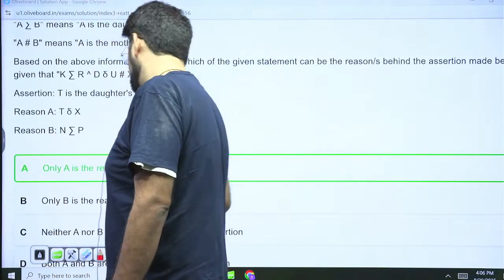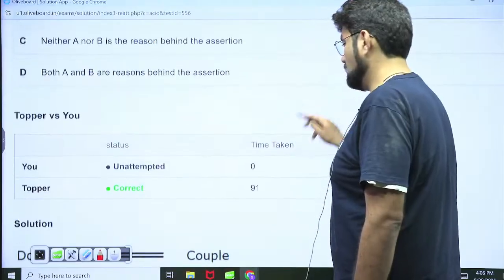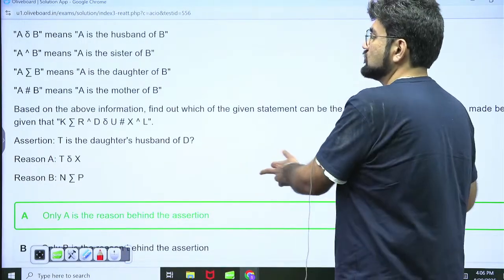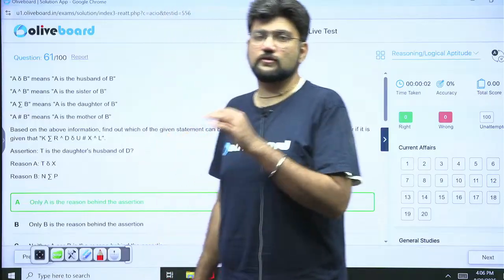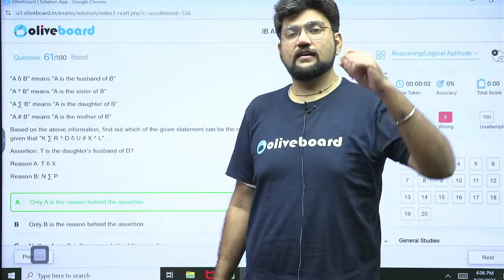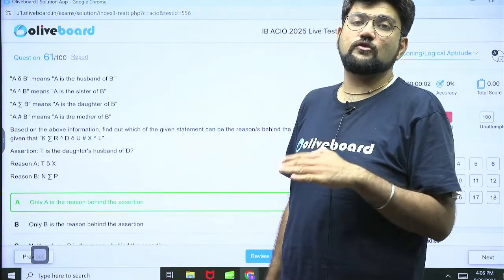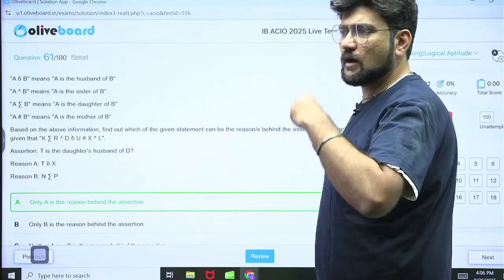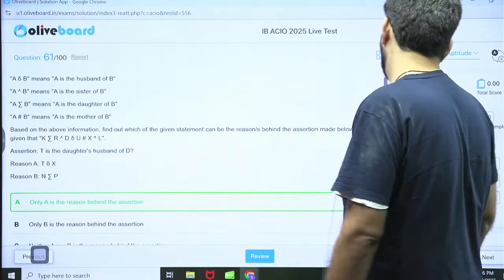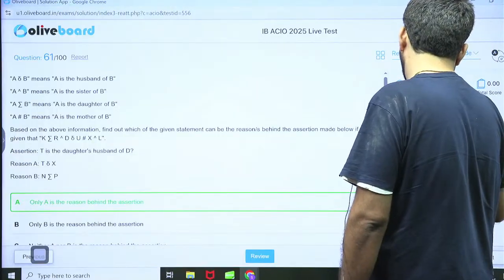And don't stop anywhere. 91 seconds. Okay, so that's too much. So what is your work now? Your work is to practice these type of questions because these are common in IB ACIO examinations, and bring down the amount of time you're spending here. Probably somewhere close to 45 seconds is just fine. Up to 50 seconds is also okay, but not more than that. Right. Next.